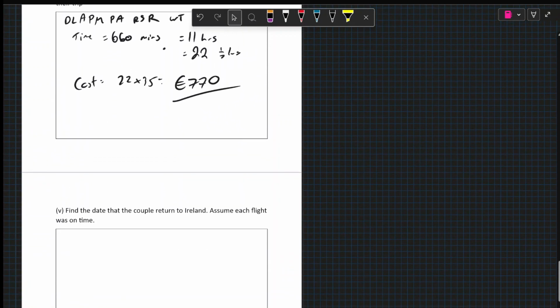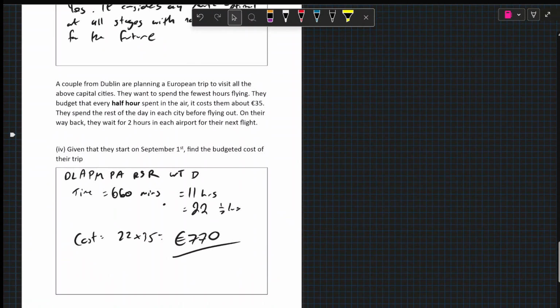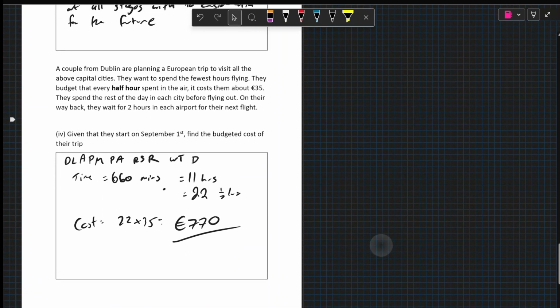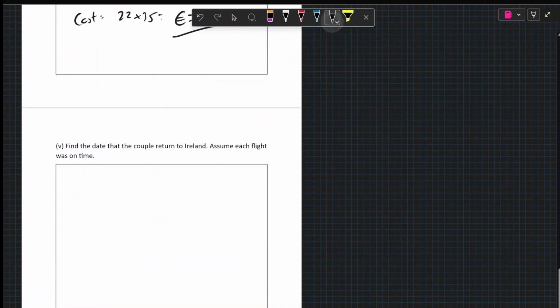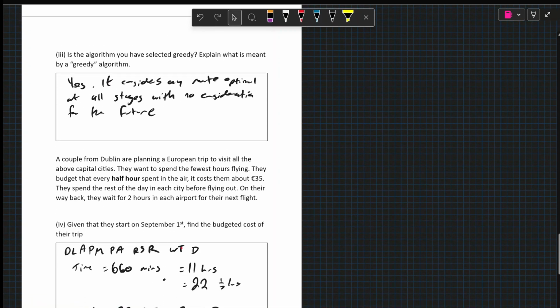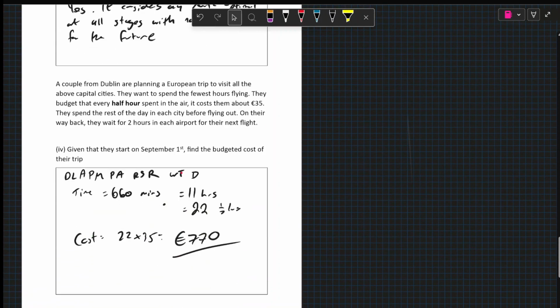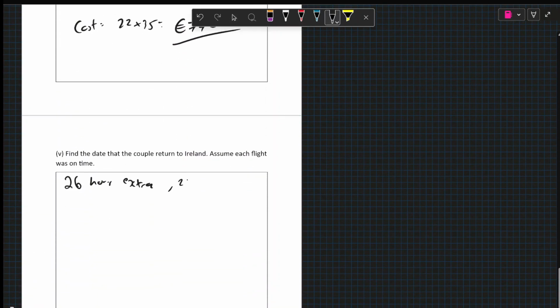Find the date that the couple returned to Ireland, assuming each flight was on time. So they want to spend 2 hours in each airport. So how many airports? You go 1, 2, 3, 4, 5, 6, 7, 8, 9, 10, 11, 12, 13. So they spend an extra 26 hours. And they spend 1 day in each. So that's 26 days.